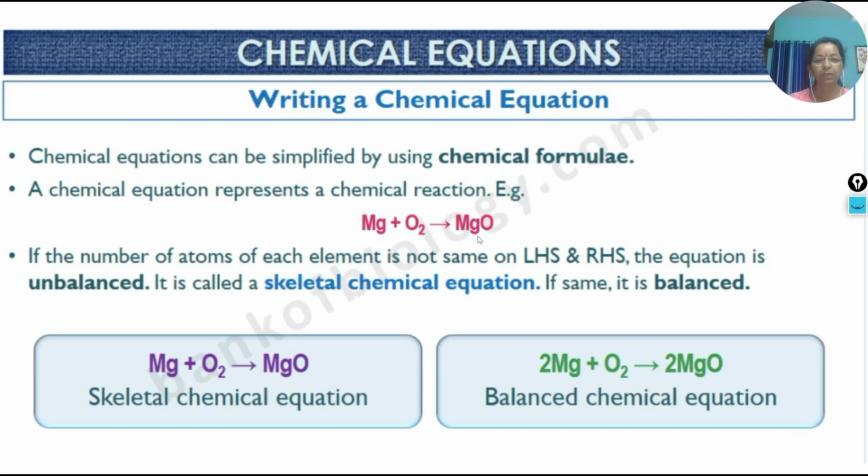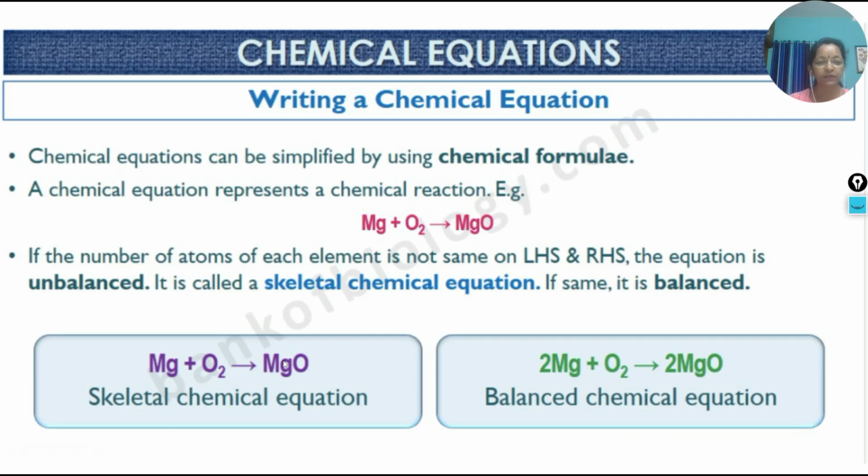For example, instead of writing the complete word magnesium, we can use the letters Mg for the symbol of magnesium, O2 for the symbol of oxygen, and MgO for the chemical formula of magnesium oxide. Writing this way, we call it a chemical equation. Why equation? Why is the word equation used? This is a reaction which shows magnesium combining with oxygen, giving the product magnesium oxide.